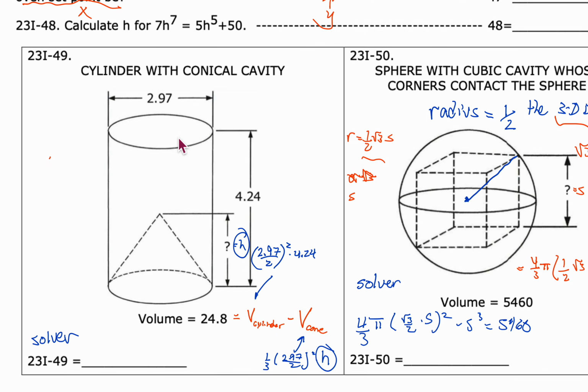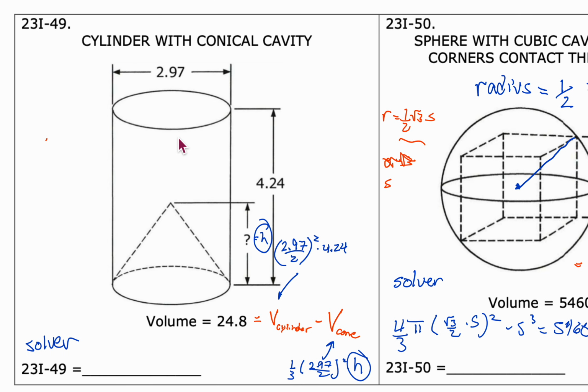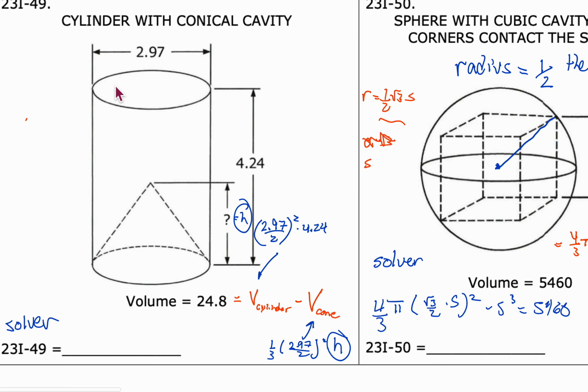Let's go ahead and look at number 49 now. A cylinder with a conical cavity. They give us the diameter of the cylinder, they give us the height of the cylinder, and they want us to find the height of the cone, and they give us the volume as well. Well, while we may not have a specific formula for the shape or the volume of this shape, we can build it up. It's going to be the total volume of the cylinder minus the volume of the cone.